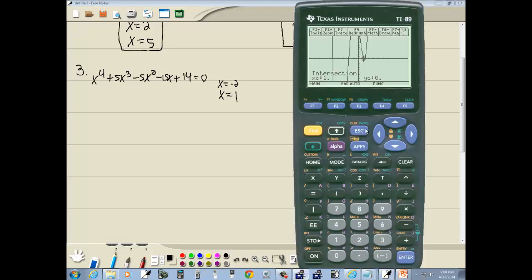We got another answer there. So I'm going to do F5. The reason I know that is if I move my cursor off that, see how the graph is going down a little bit below the x-axis? So that means it's going down and going back up.